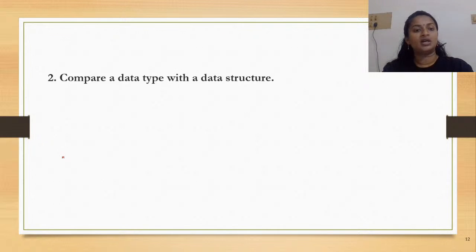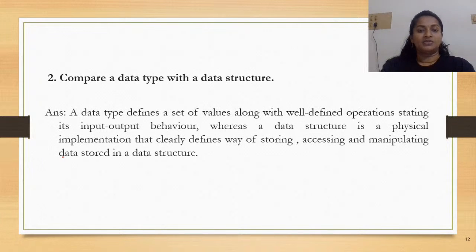Now see the next question. Compare a data type with a data structure. What exactly would be the difference between a data type and a data structure? A data type defines a set of values along with a well-defined operation stating its input-output behavior. Whereas a data structure is a physical implementation that clearly defines a way of storing, accessing, manipulating data stored in the data structure. So what exactly is the answer telling you?